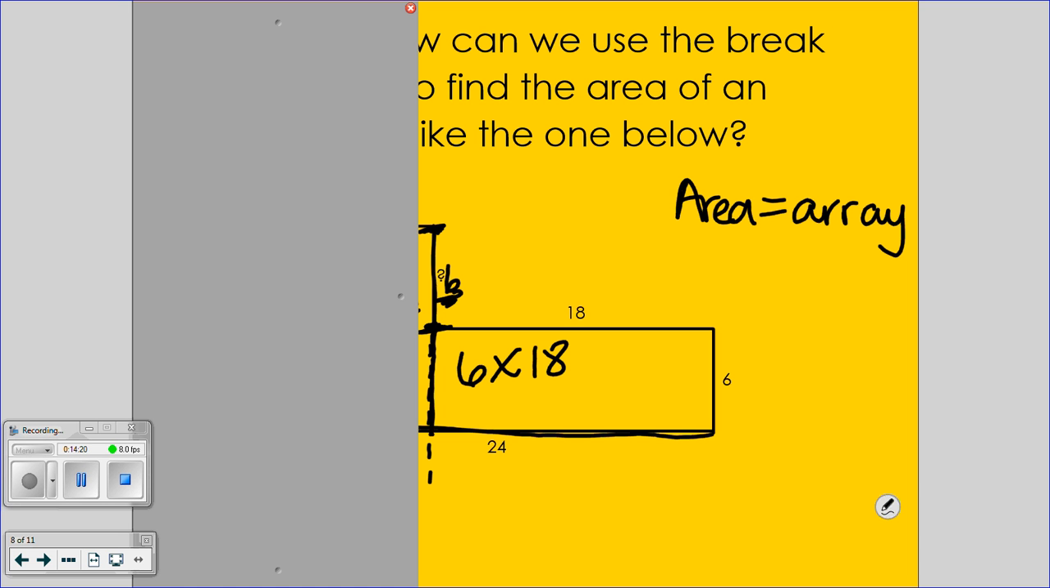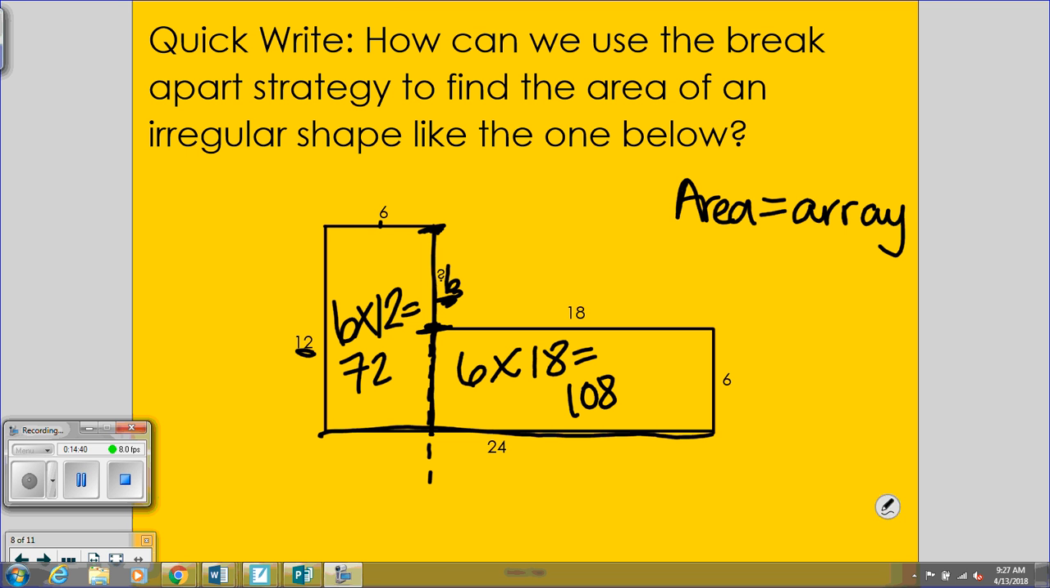You already know half of that because we did 6 times 12. I'm going to assume you broke apart that 18 into a 10 and 8. Just solve 6 times 8 and then add it to your 6 times 10 value. So we have 2 small areas. We have this rectangle over here, which we found the area was 72, and this rectangle over here, where we found the area was 108.